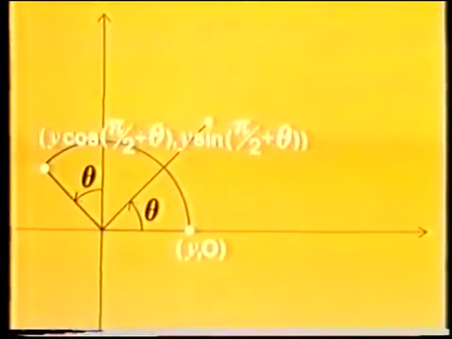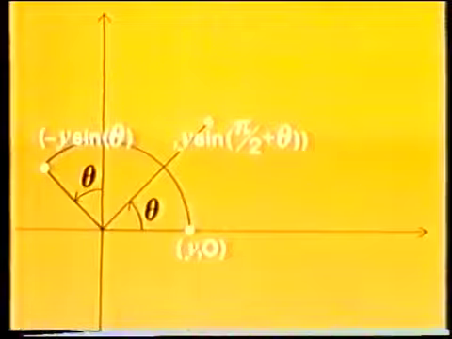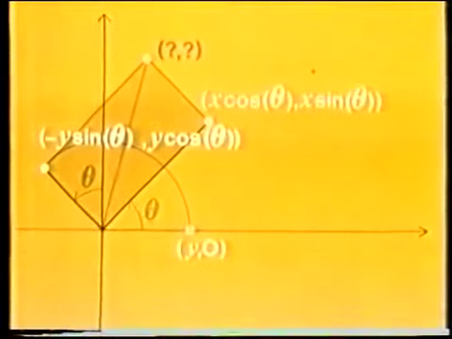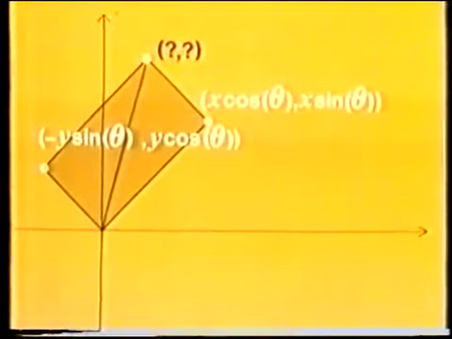So the coordinates at this point are y times cos of the angle we rotated through, that's pi over 2 plus theta, and y times the sine of pi over 2 plus theta. Now we know cos of pi over 2 plus theta equals minus sine theta, and sine of pi over 2 plus theta equals the cosine of theta. Now from these 2 points, we'll find the coordinates of the point we want.